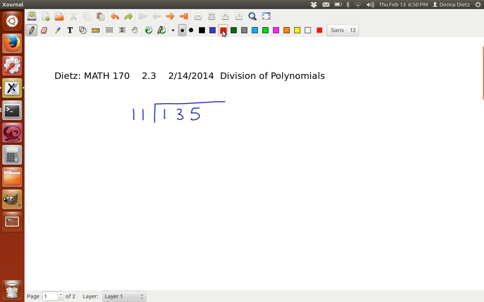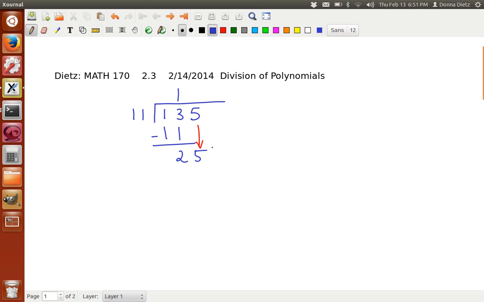And you ask the question, how many times does 11 go into 13? You just don't look at that 5 there. You just look at however many digits you need to match up with however many digits there are on the left. It can only go in one time. Too bad, so sad. So we take 1 times 11, write the result there, and it's 11. We say 13 minus 11 is 2. And at this point, we drop the 5 down to here.